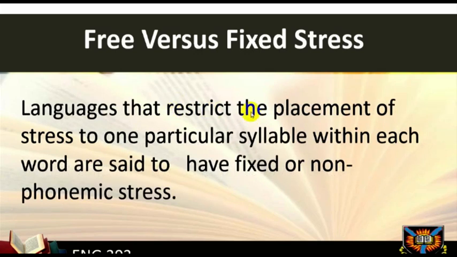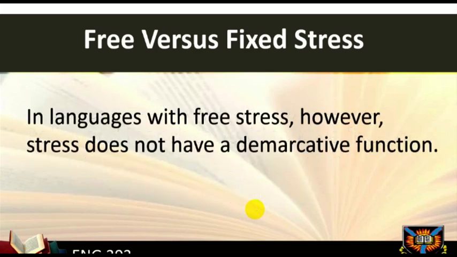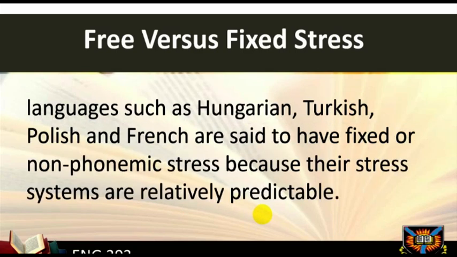Languages that restrict the placement of stress to one particular syllable within each word are said to have fixed or non-phonemic stress. Therefore, languages such as Hungarian, Turkish, Polish, and French are said to have fixed or non-phonemic stress because their stress systems are relatively predictable. Let us take them one after the other. In Hungarian, the first syllable of a word is usually assigned the primary stress. Therefore, a stress rule in Hungarian will state: assign stress to the first syllable of every Hungarian word.